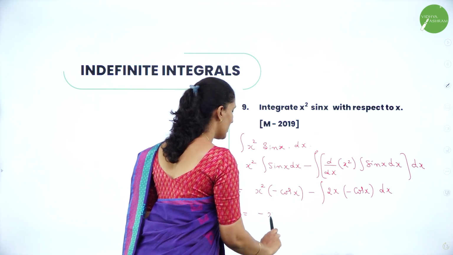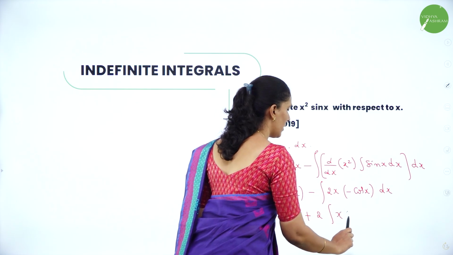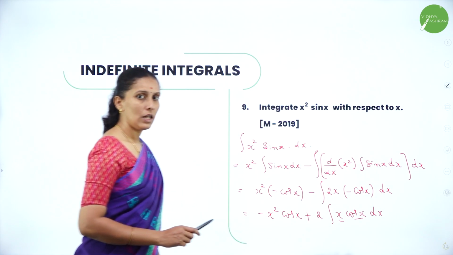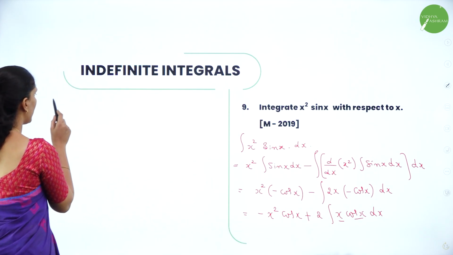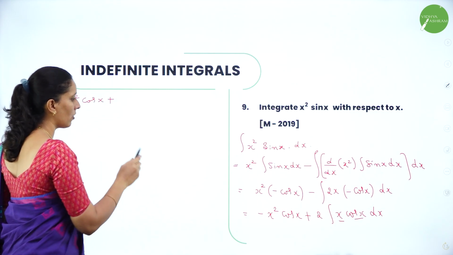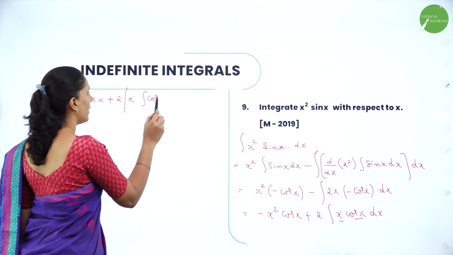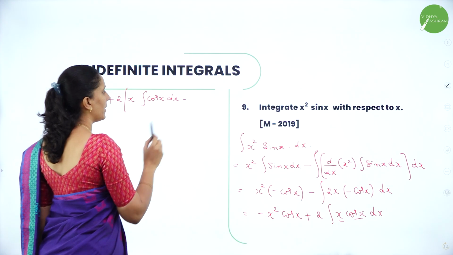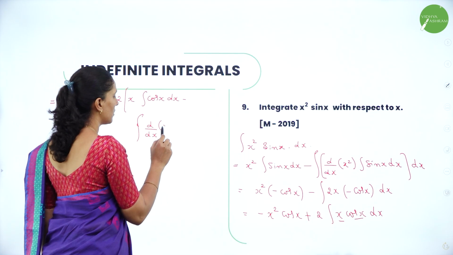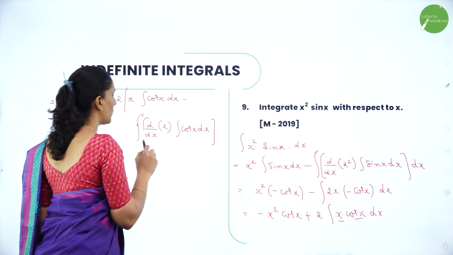Here we will get minus x square cos x plus 2 integral of x cos x dx. Again we have two functions here. Let us apply the integration by parts again. So we have minus x square cos x plus, there also we have 2 times first function, integral of second, minus integral of derivative of first, integral of second with respect to dx again.